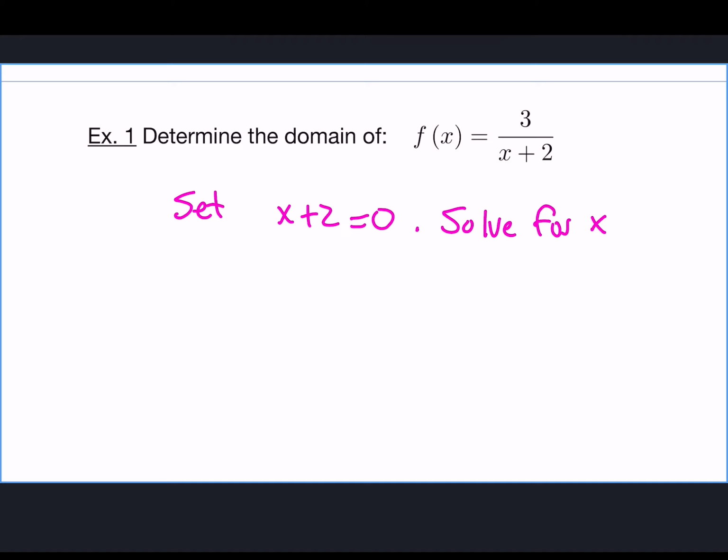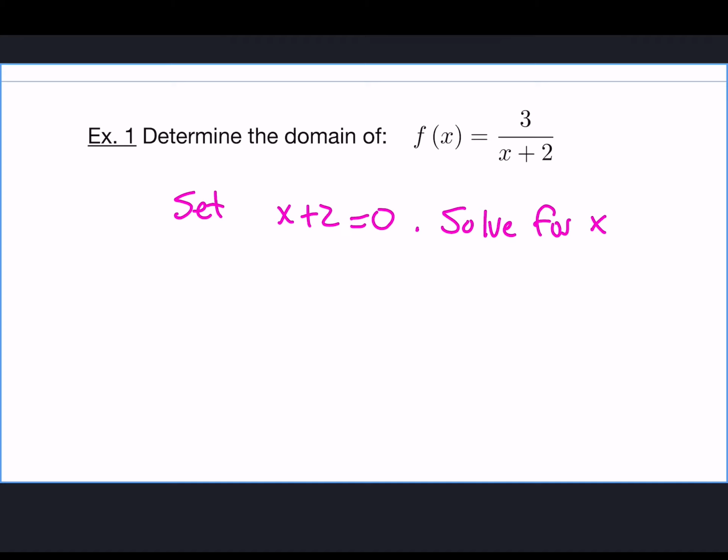It can be less than 0? It can. It just cannot be exactly equal to 0, because that would cause us to have division by 0, and that's against the rules. That's like the only cardinal sin in math: you can't divide by 0.